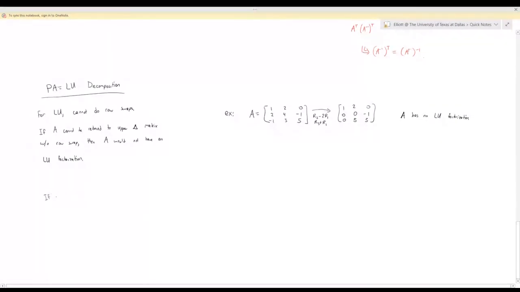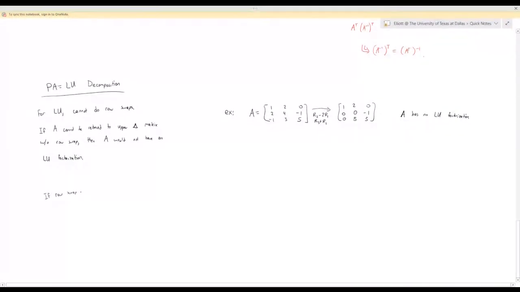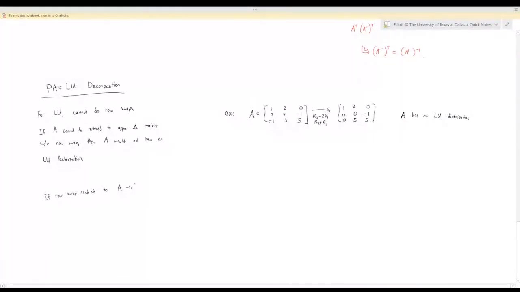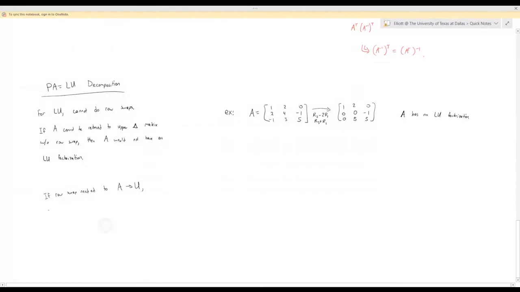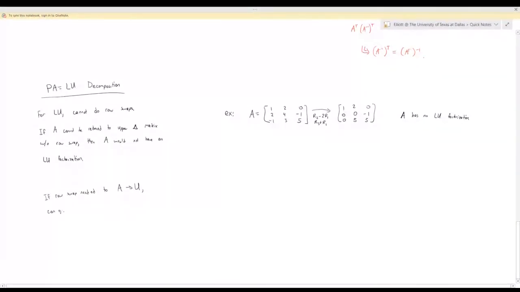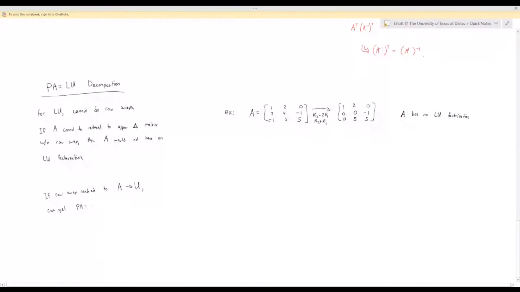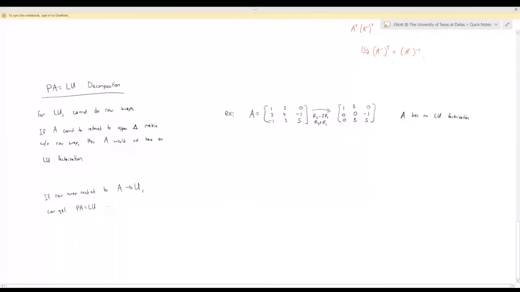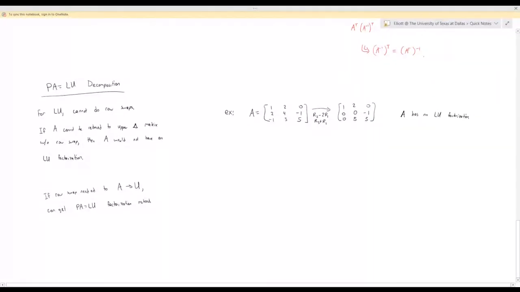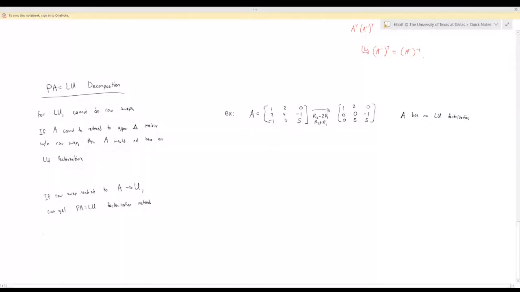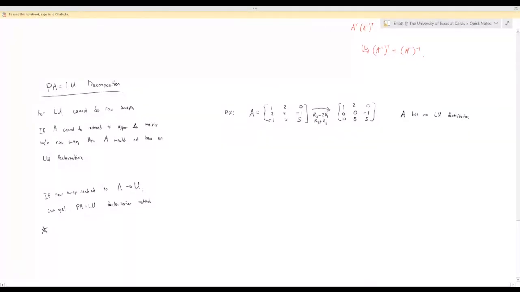So if you need to do a row swap to reduce A to an upper triangular matrix, you can get this PA equals LU factorization instead. Now for PA equals LU, you want to do your row swap first before you do any elimination, okay?